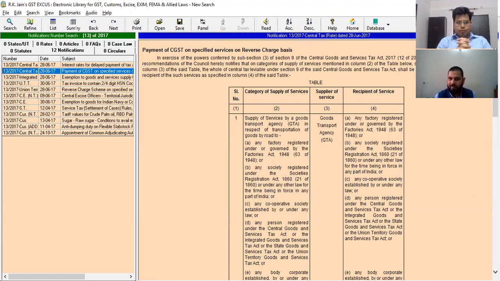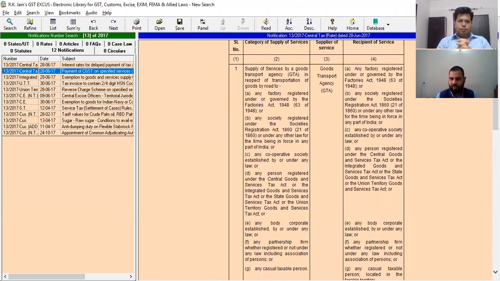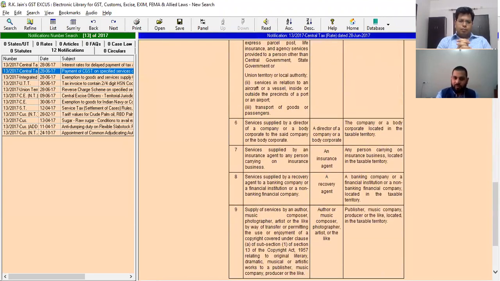by a person as mentioned in column 3, and the whole of central tax leviable under section 9 of the CGST Act shall be paid on reverse charge basis by the recipient. So it essentially says what has been said in 9.3. We'll come to entry number 6 in the table.